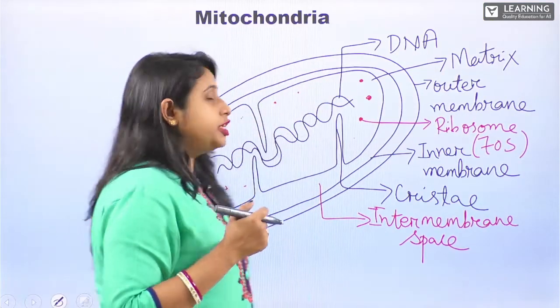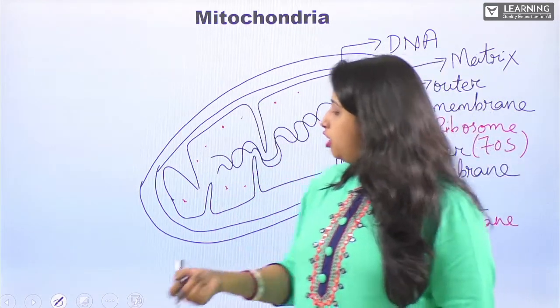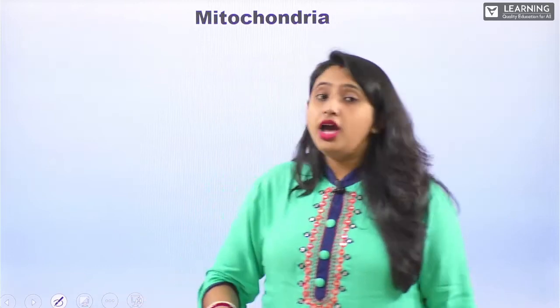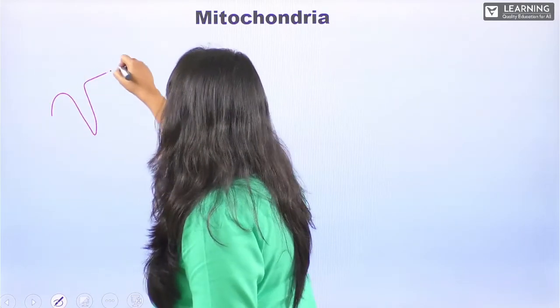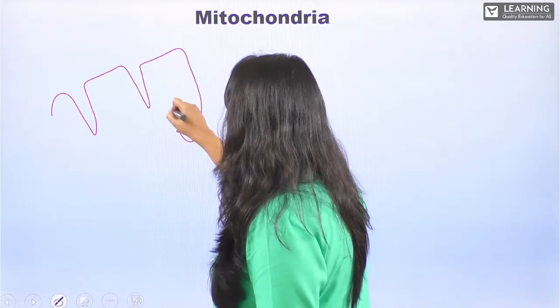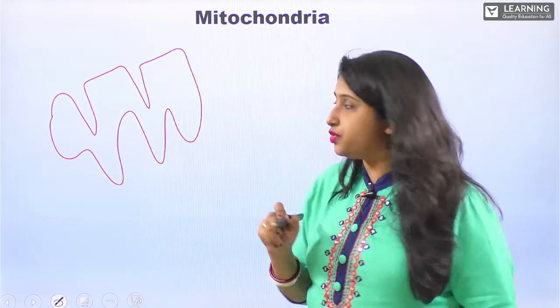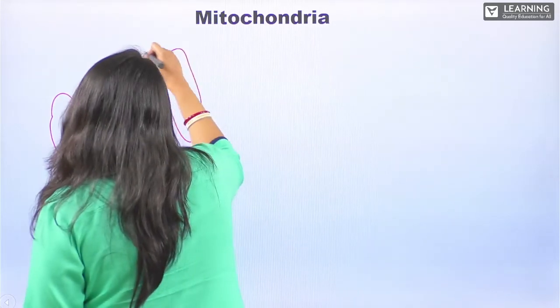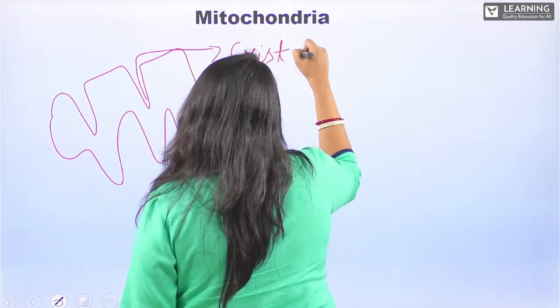Now this mitochondria, as you know, is present both in plants and also in animals. Now, as you have seen these finger-like projections, right? These finger-like projections are known as cristae.